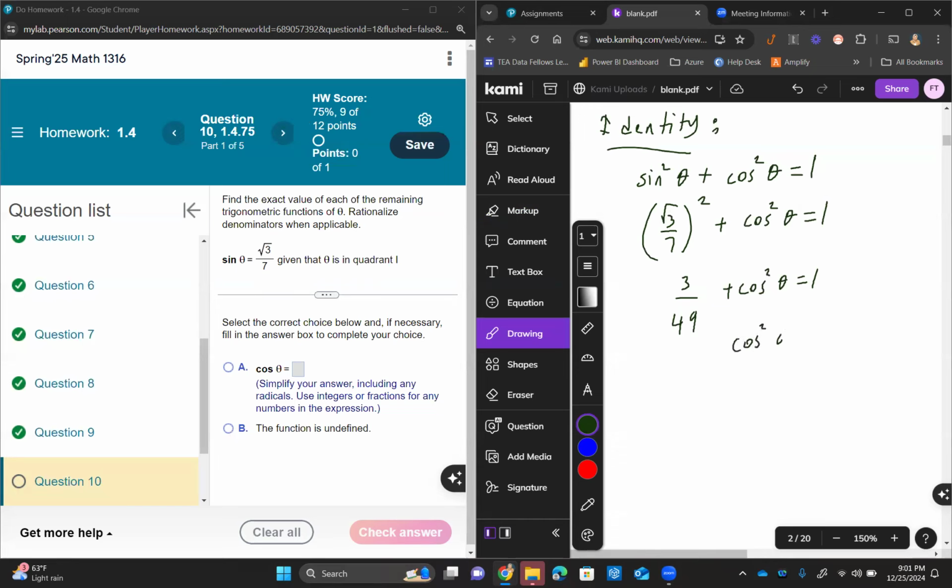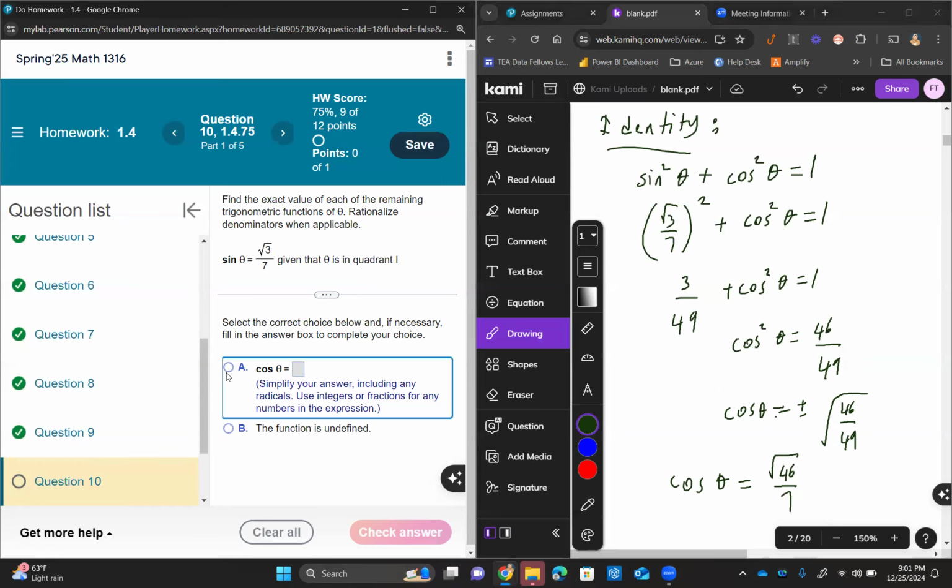If we subtract 3/49 from each side, I am going to get 46/49 for cosine squared of theta. So cosine of theta will be equal to plus and minus the square root of 46/49. It is possible that cosine might be a positive number or a negative number, but the question specifies that this is a quadrant 1 angle, so we're going to only use the positive value. The numerator is going to stay as square root of 46, but the denominator, square root of 49, we can simplify to a 7.